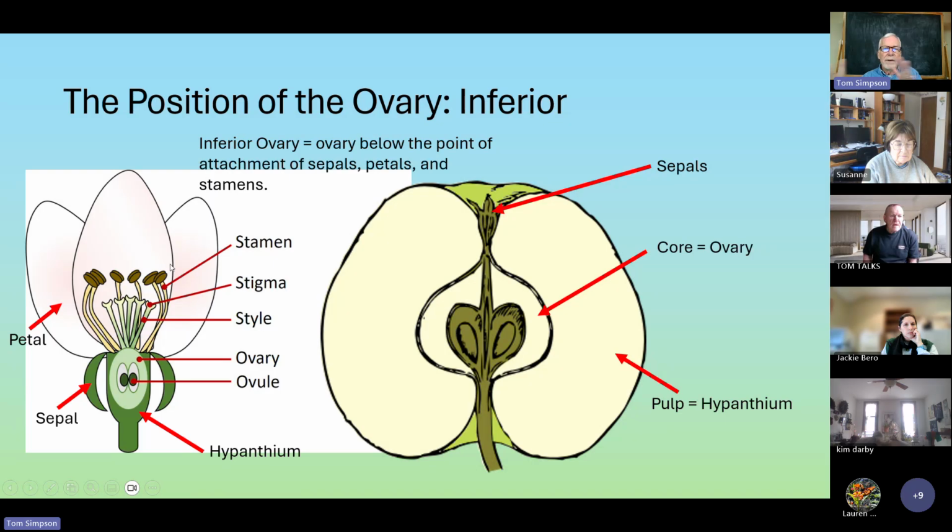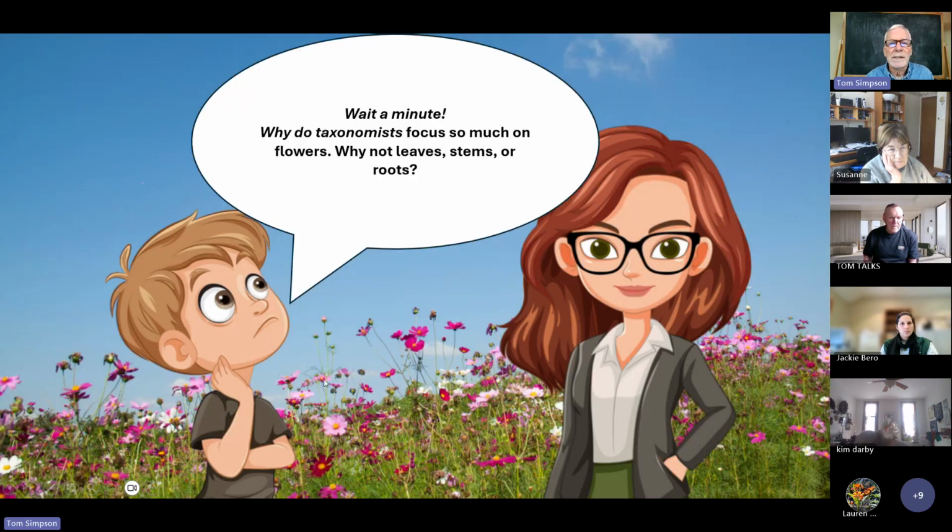So this difference between inferior and superior ovary is like the next step when you're working with plants and you have to go through plant keys. It will ask you this question. It's fairly easy to evaluate. Sometimes you need a microscope or a hand lens to see it, but it's fairly simple and easy to see the difference between superior and inferior ovaries.